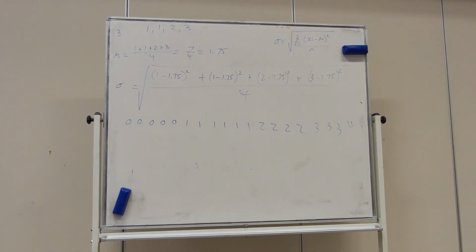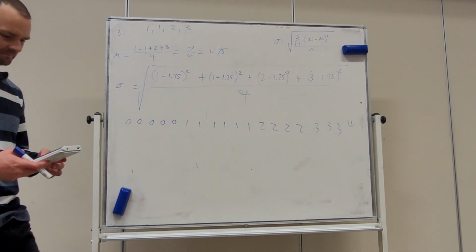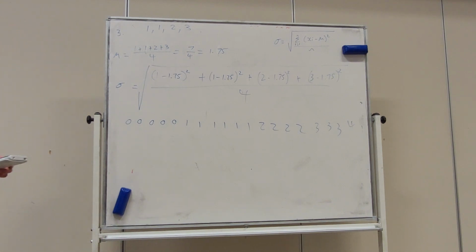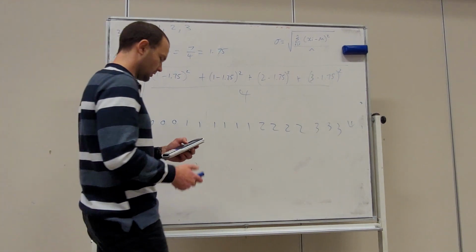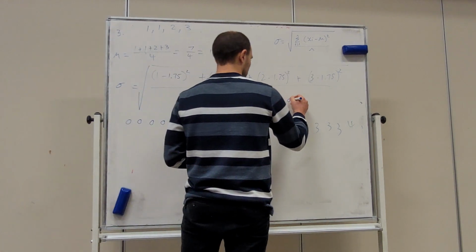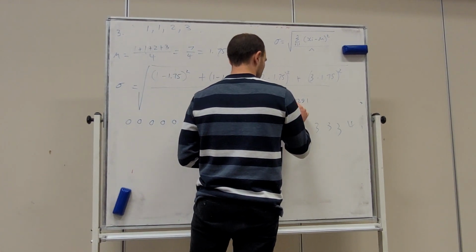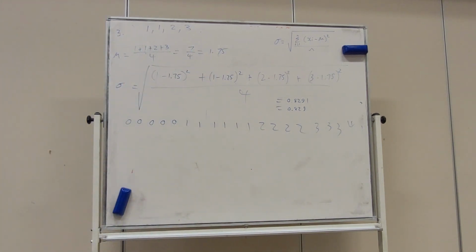Alright, that takes a long time to type out. I might do it the quick way. 1, 1, 2, 3. Okay, and we've got 0.829. So that's the standard deviation. The variance is the standard deviation squared, which is another measure of spread.